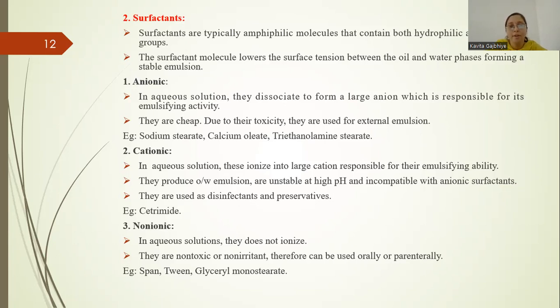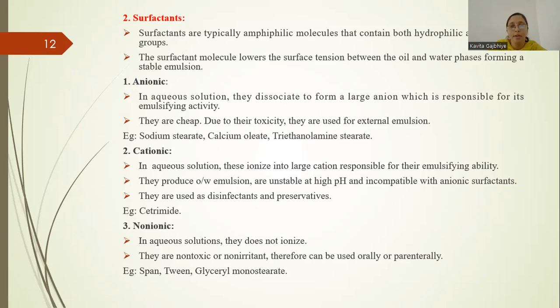Now, what are anionic surfactants? The name itself indicates that anionic surfactants, in water or in aqueous solution, dissociate to form a large anion which is responsible for their emulsifying activity. They are cheap, but due to their toxicity, they are used for external emulsions. So they are not used for emulsions which are to be taken by the oral route. Examples of anionic emulsifying agents: sodium stearate, calcium oleate, triethanolamine stearate.